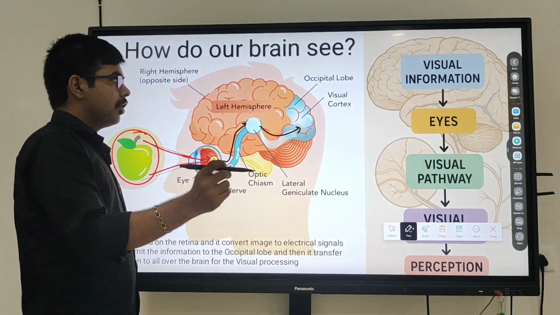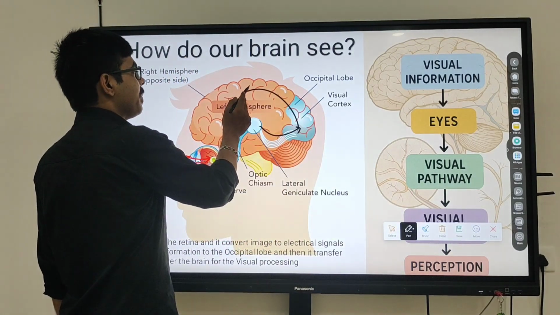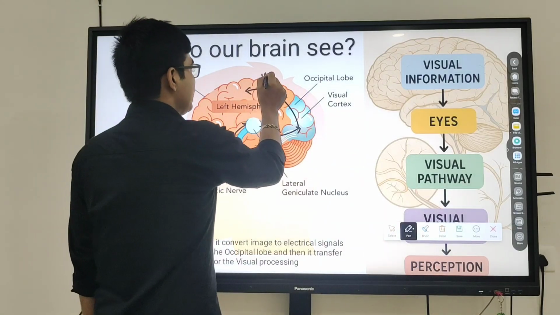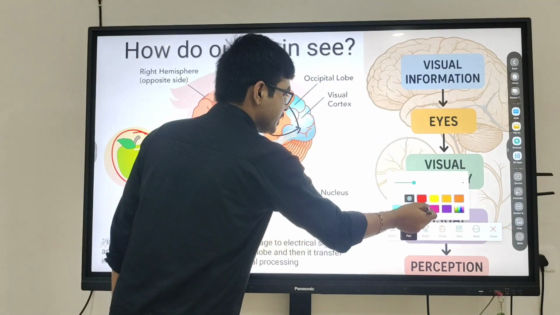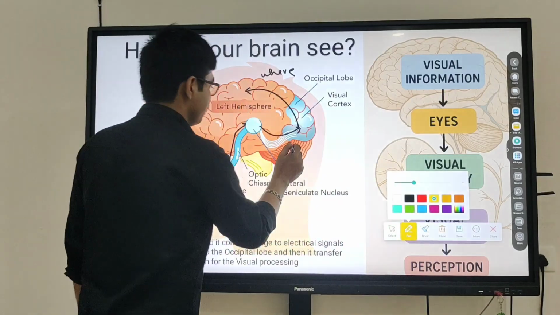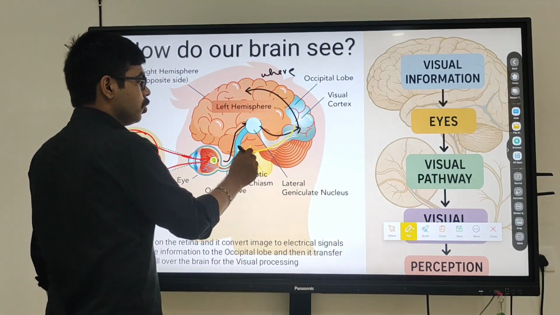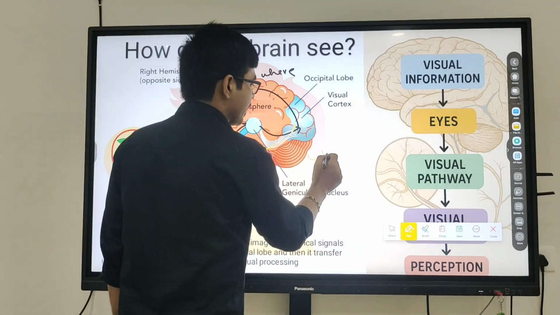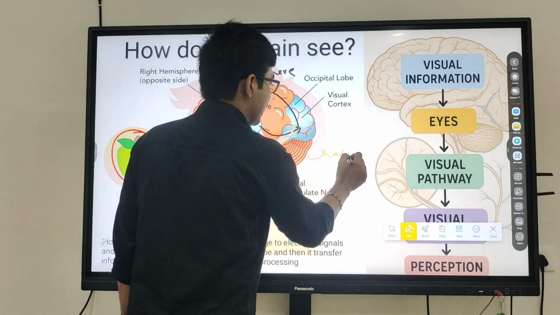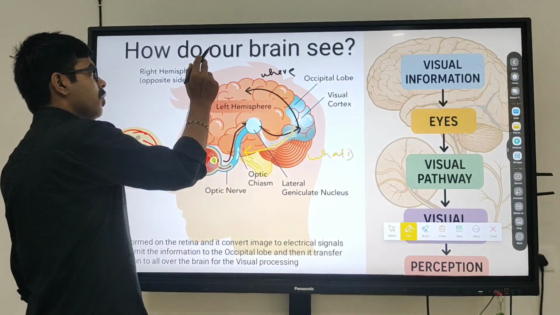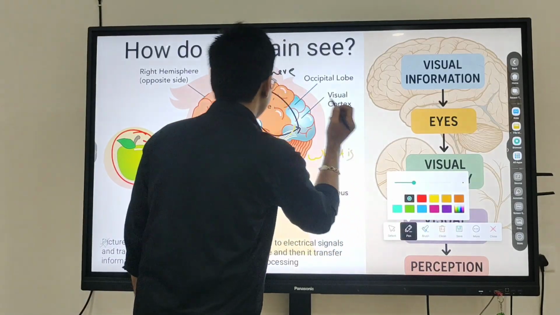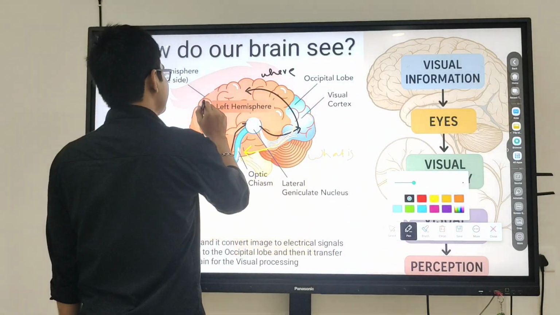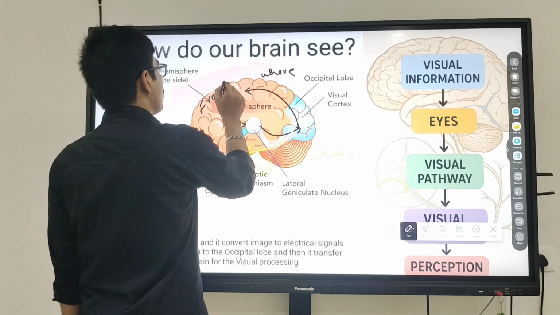Now this occipital lobe sends the information to the parietal lobe to identify where the target is, and it also sends the information towards the temporal lobe to identify what the target is. So after identifying where the target is and what the target is, the brain gives the response according to the target. This response is done by the frontal lobe.